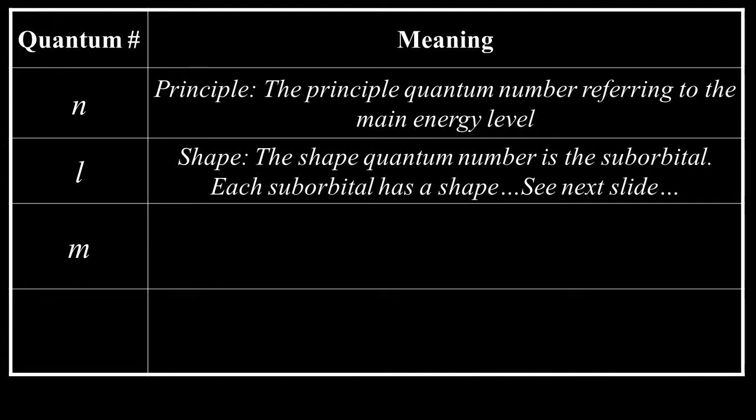Now, the next quantum number is going to be the L, and that's the shape. The shape quantum number is the subshell. Each subshell has a shape. I'm going to detail those shapes in a moment, and it is the shapes of the individual orbitals that make up the subshells that give rise to the term shape quantum number L.